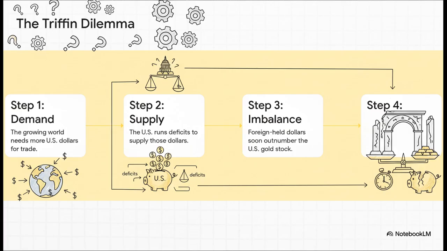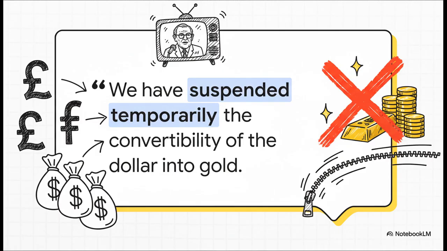But pretty soon, the number of dollars floating around overseas was way bigger than the amount of gold America actually had in its vaults. The promise to exchange dollars for gold became mathematically impossible to keep, and people started to notice. Confidence began to crumble. The breaking point came in 1971. Countries like Britain and France started calling America's bluff, showing up and demanding to trade their dollars for gold just like the deal said.